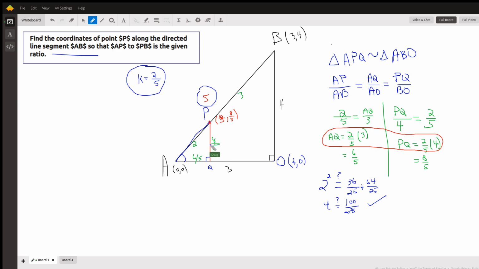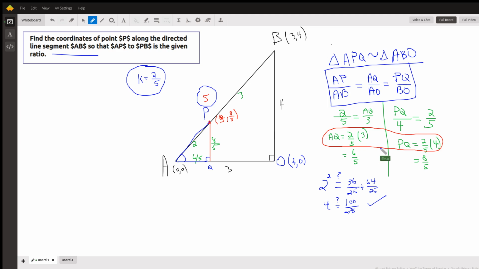And because we have two right triangles here with a common acute angle, angle A, the triangle APQ, the little triangle right here, is similar to the big triangle ABO. And because similar triangles have corresponding sides that are in proportion, we can write these ratios as equal to each other. So for AP to AB, 2 is to 5, the small hypotenuse is to the big hypotenuse, as AQ is to 3. That's this little leg is to the big leg, AO. And if I solve that for AQ, I get 2/5 times 3.